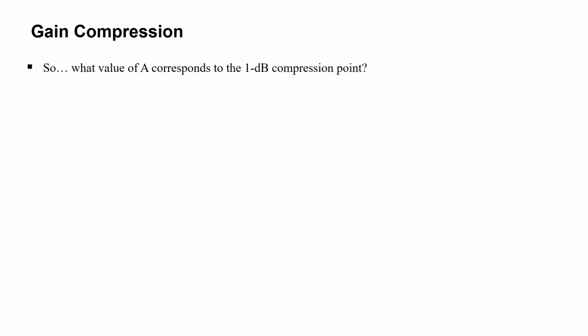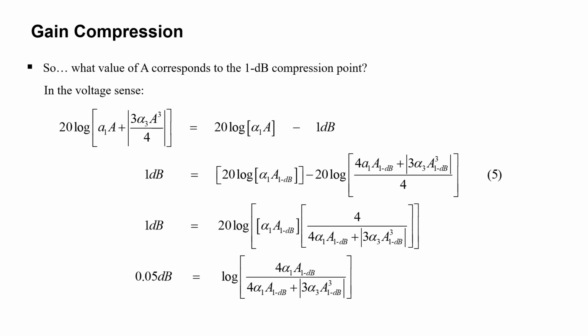So what value of A corresponds to the 1 dB compression point? In the voltage sense, 20 log of alpha 1 A plus the magnitude of 3 alpha 3 A cube over 4 is equal to 20 log alpha 1 A minus 1 dB. Here I am doing a little bit of maths. I am pulling the log terms to one side of the equation and putting the other values on the other side, so I end up with this expression.